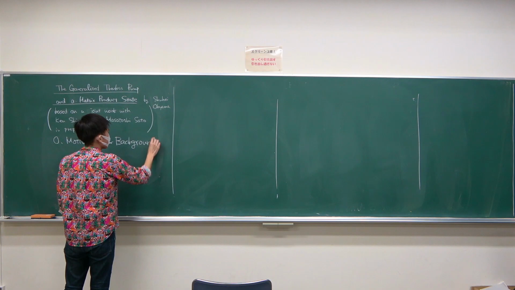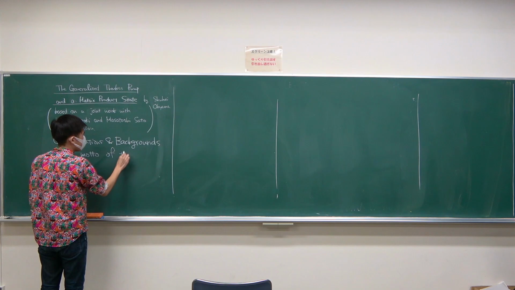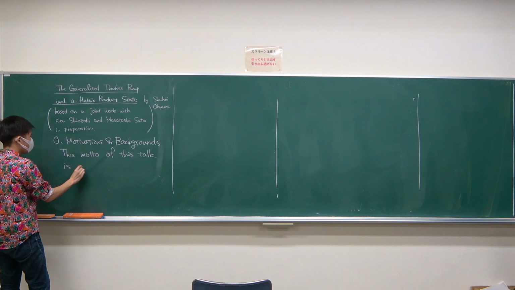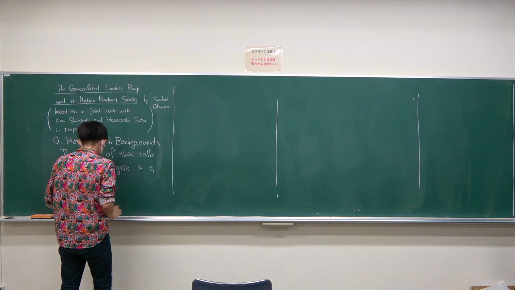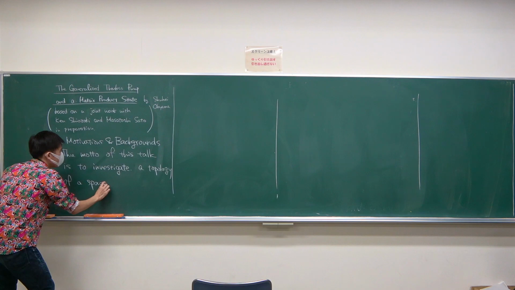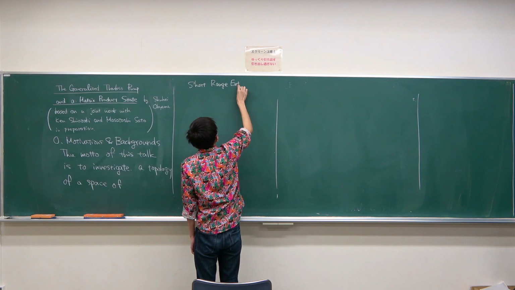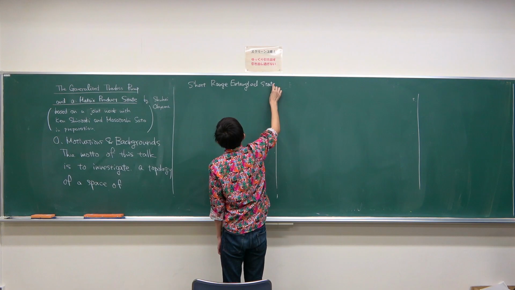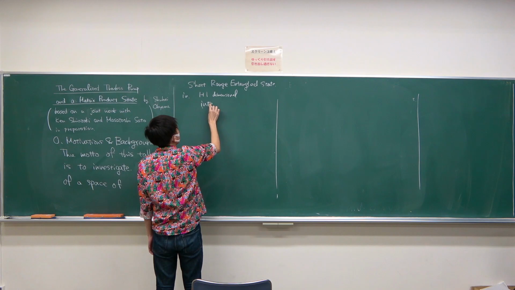So first, the motto of this talk is to investigate the topology within the space of short-range entangled states, so-called short-range entangled states, especially in 1+1 dimensional interacting fermionic systems.